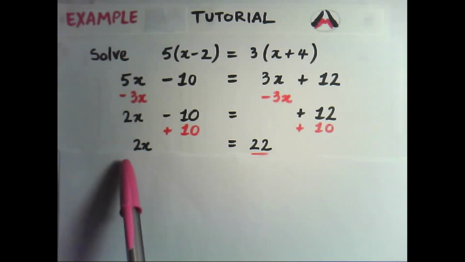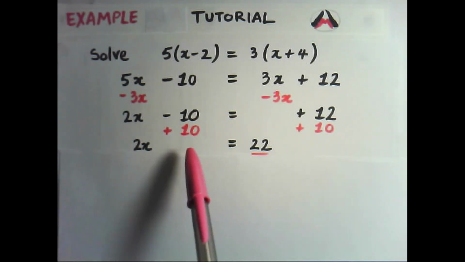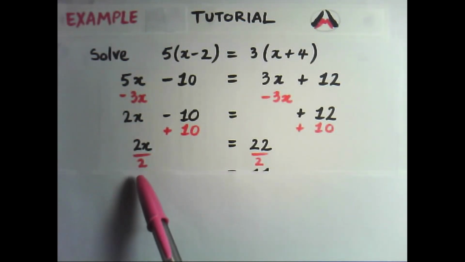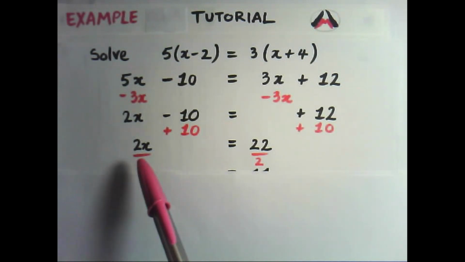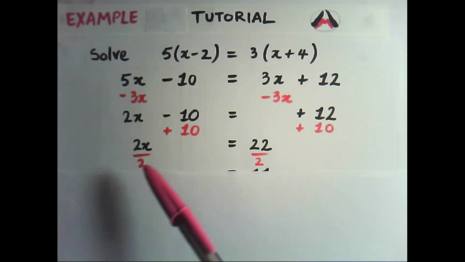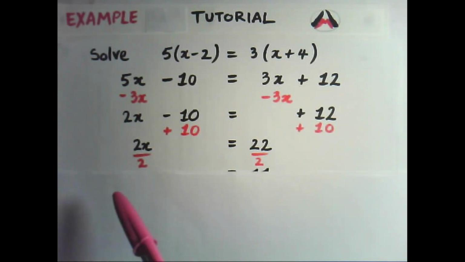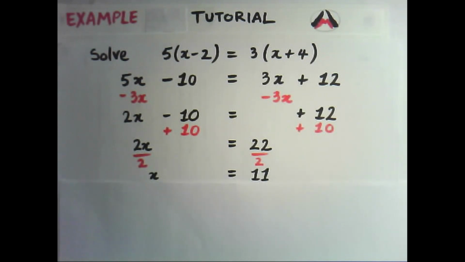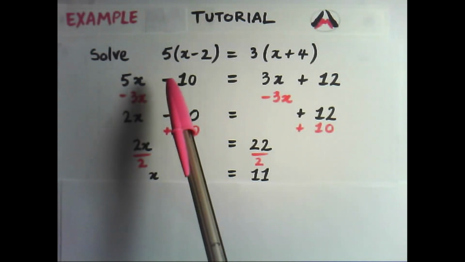So the x is being multiplied by 2, so we do the opposite or the inverse of multiplying by 2, and that is dividing both sides by 2. So if we do that, 2 divided by 2 is equal to 1. So we have a 1x here. But we don't, algebraically speaking, write 1x. We just write x by itself. And 22 divided by 2 is 11. So x equals 11 is the solution to this linear equation.